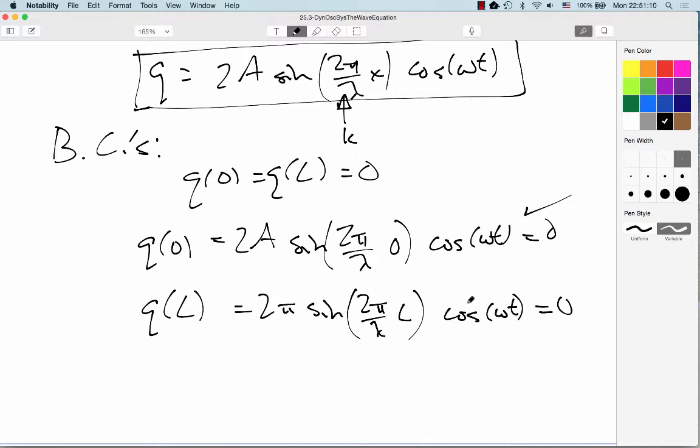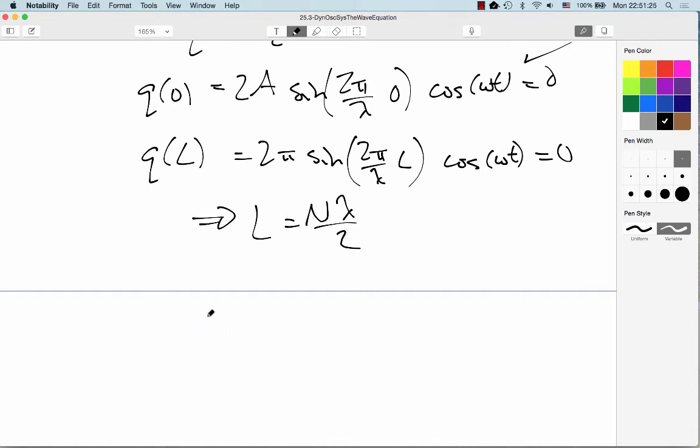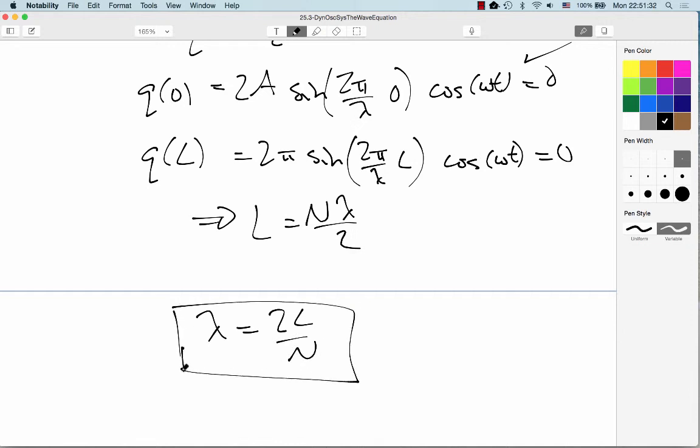For one thing, cosine of omega t could be anything, so we need this sine to be 0. The way that's going to work is if L is equal to n times lambda over 2. So our only possible standing waves have wavelengths of 2L over n, which is also what we saw before. All right, so that's as far as I want to take the wave equation here. I do have an additional note about this stuff, though.